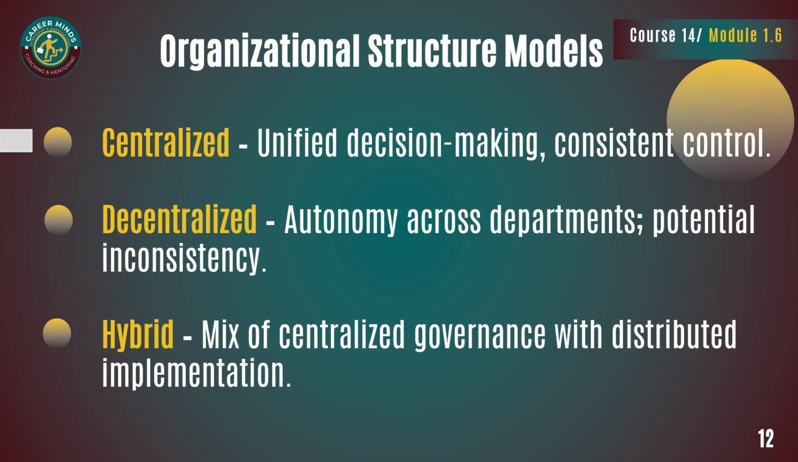And then we have decentralized, in which case each department or business unit has more autonomy. While this encourages agility and localized decision-making, it can lead to fragmented approaches, tool duplication, and communication breakdowns because of its nature of decentralization. Then we have hybrid, which is a balance of both.